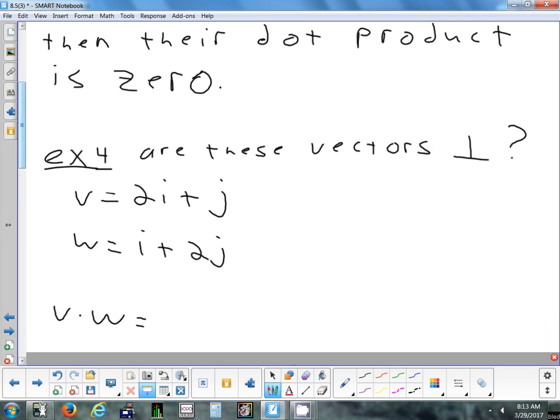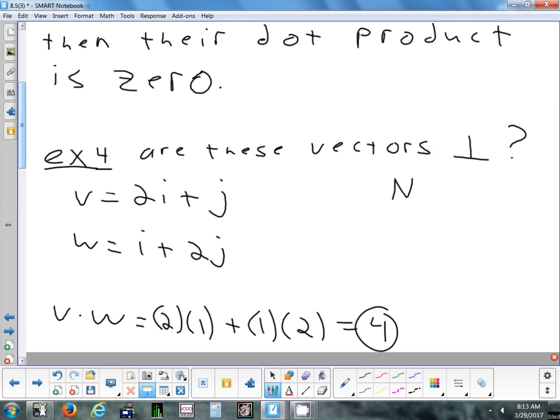Yep, 2 times 1, and what is the next one? Plus 1 times 2. So what's the dot product? 4. So what's the answer to the question? Are these perpendicular? No. You're going to get 4 divided by something, but 4 divided by anything is never going to come out to 0.